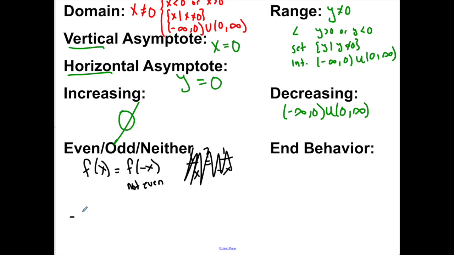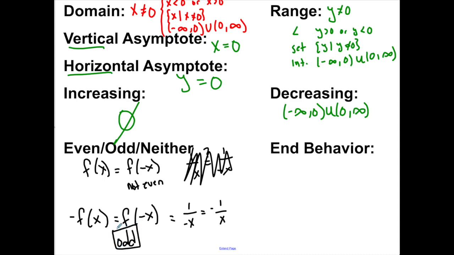Could it be odd? Odd is when negative f of x is equal to f of negative x. So it's almost like you can factor out the negative and you get the same thing. So is 1 over negative x equal to negative 1 over x? Yep. They're exactly the same thing because it doesn't matter where you stick the negative. This is an odd function.